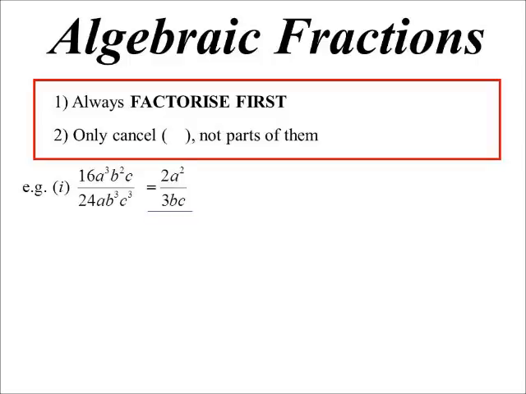Some people just love going crazy. Oh, look, there's an x. Cross them all out. It doesn't work. It's got to be complete. So let's have a look. Now this one, of course, can't be factorised. It's just a single term on a single term. But we can have fun cancelling.